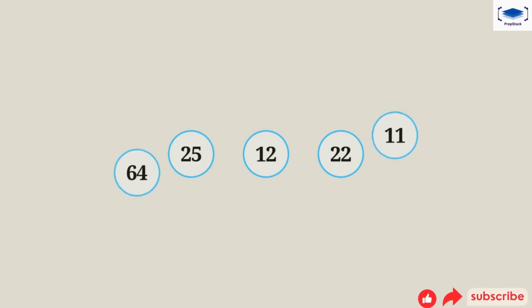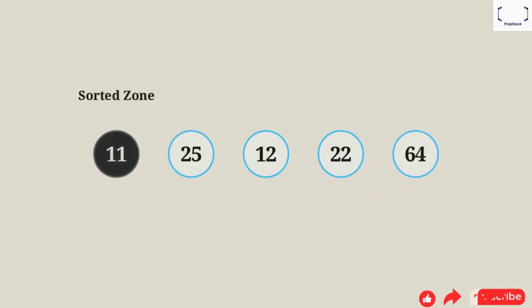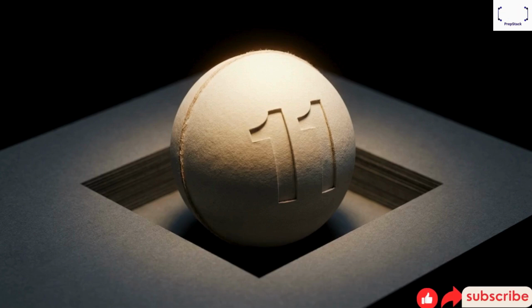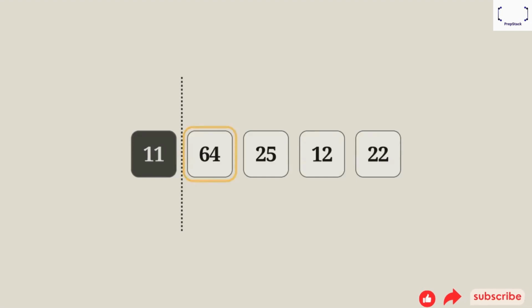Now the second pass, the computer scans only the remaining numbers, identifying 12 as the next minimum. It swaps the 12 into the new front position, and the wall moves again. By the third pass, the unsorted pool is shrinking, but the computer still scans every single one. It locks onto the 22, swaps it with the 25, and slides the boundary over once more.